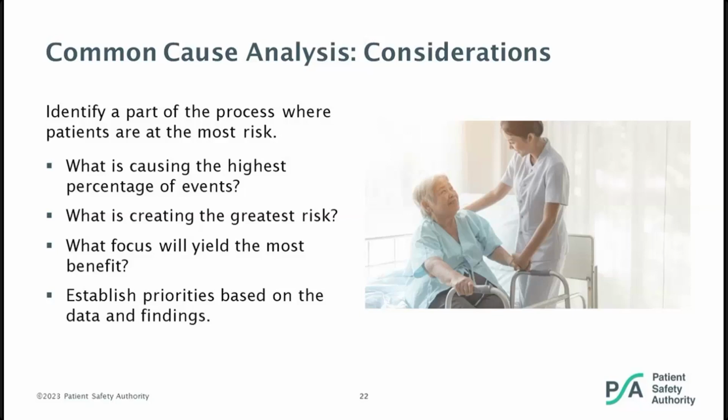For example, if 60% of the falls in your facility were related to toileting, you might want to focus on toileting issues. You can use flow diagrams to help narrow down this focus as well. The thing here is to establish these priorities based on your data and findings.